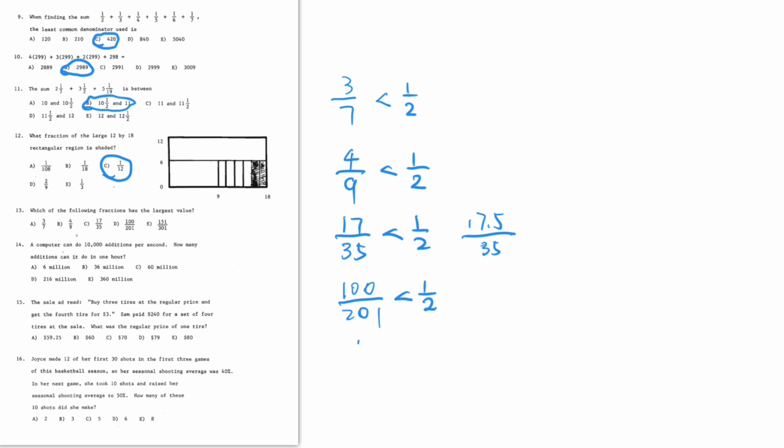E is 151/301. This one is greater than 1/2, because half of 301 is 150.5, and this equals 1/2. 151/301 is greater than half. So the largest value, therefore, is E.